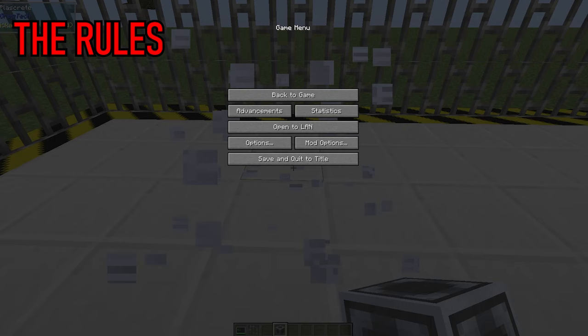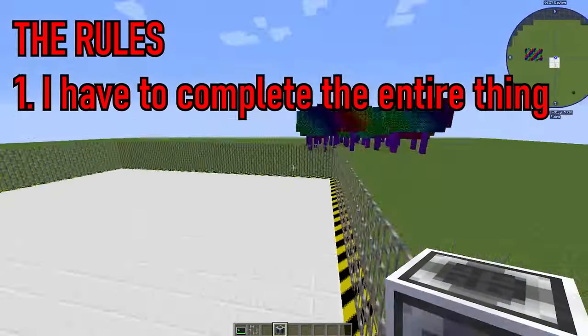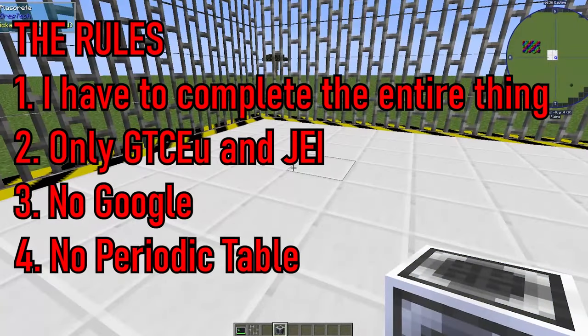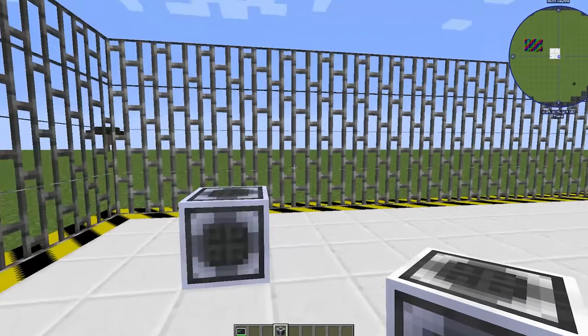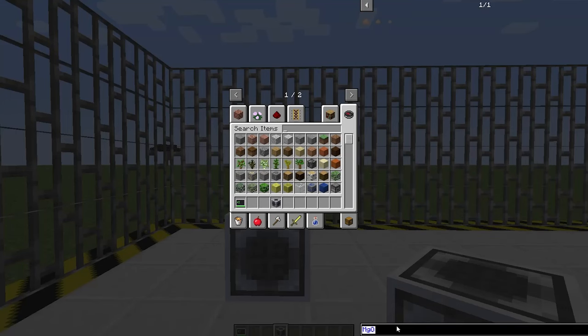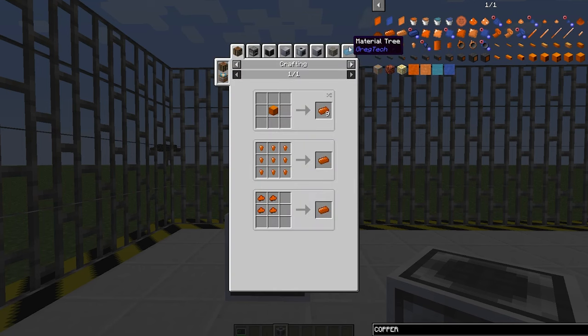First of all, the rules. I must complete my Amogus custom-made chemistry test using only GregTech CEu unofficial and JEI. No looking stuff up, no periodic table. The first section is pretty easy. It talks about copper. All I have to do is look up a copper ingot in the GregTech database. I can answer all of these almost immediately.